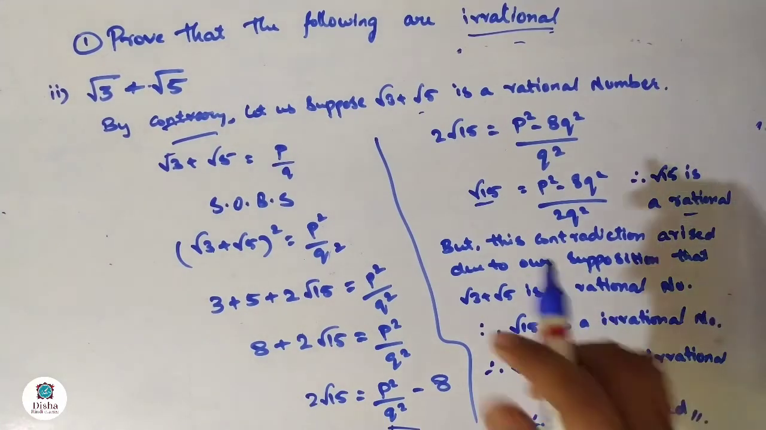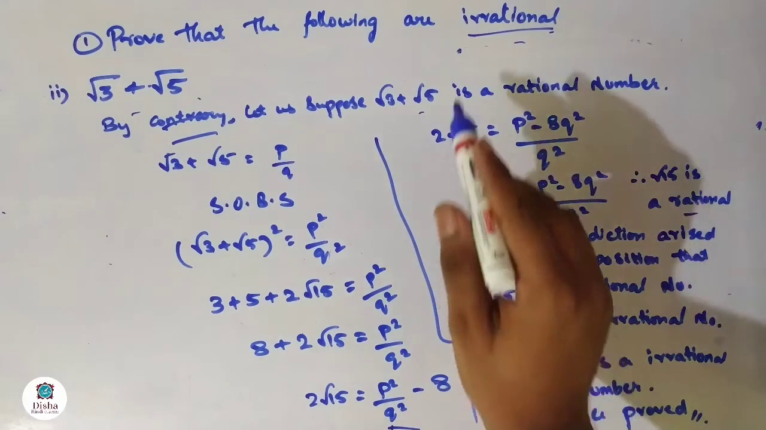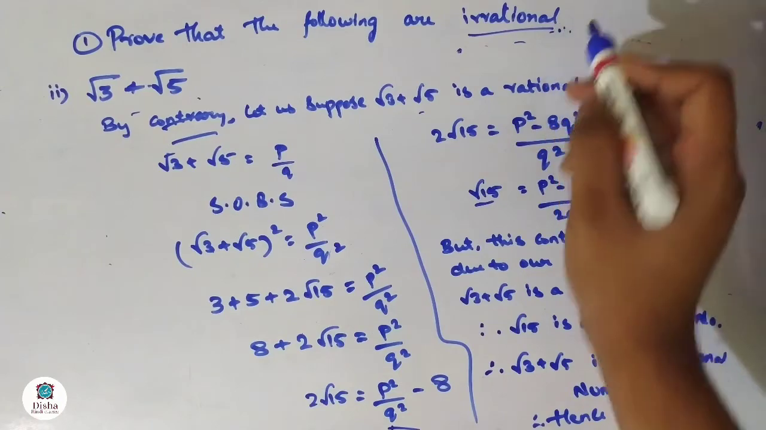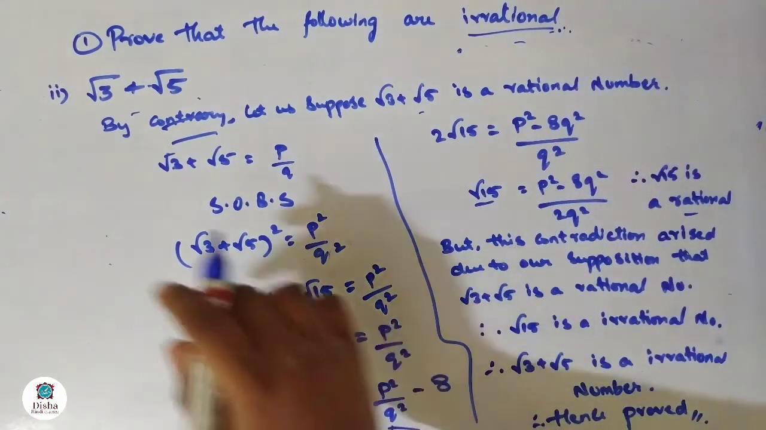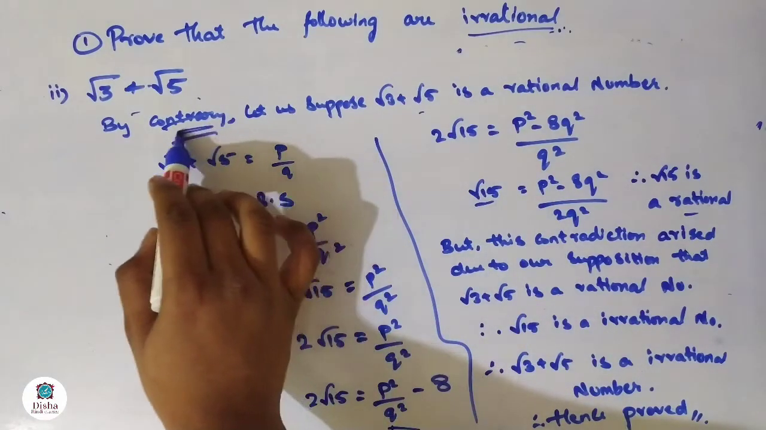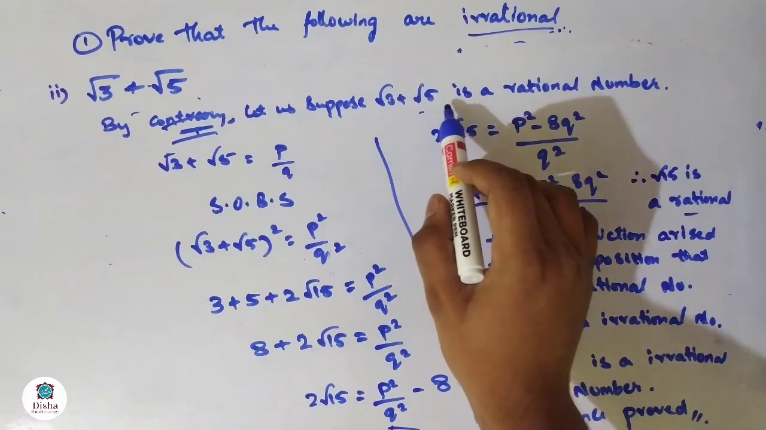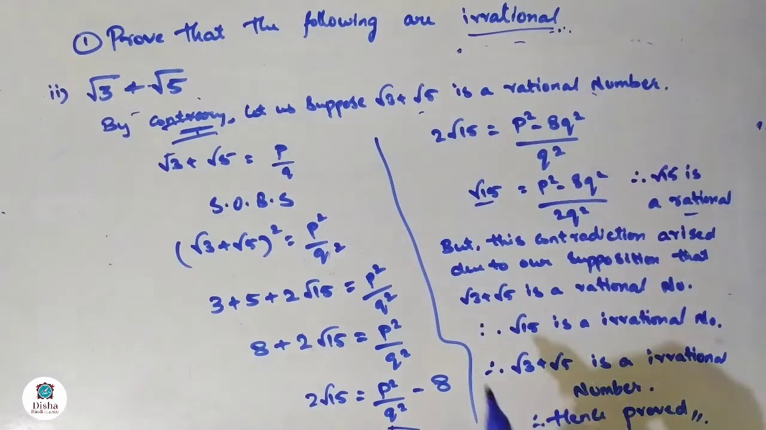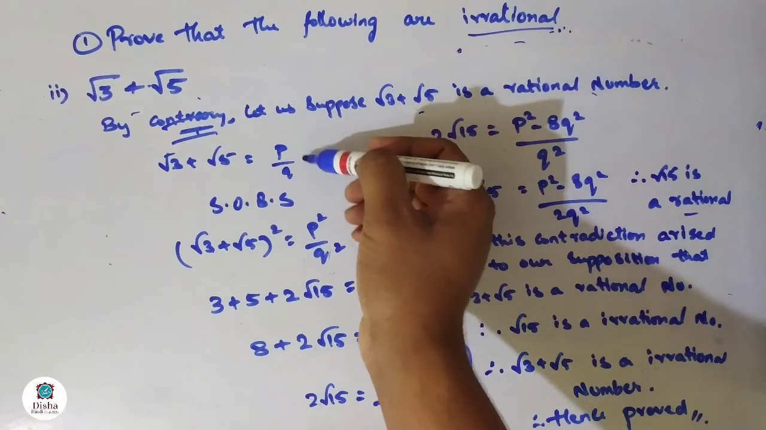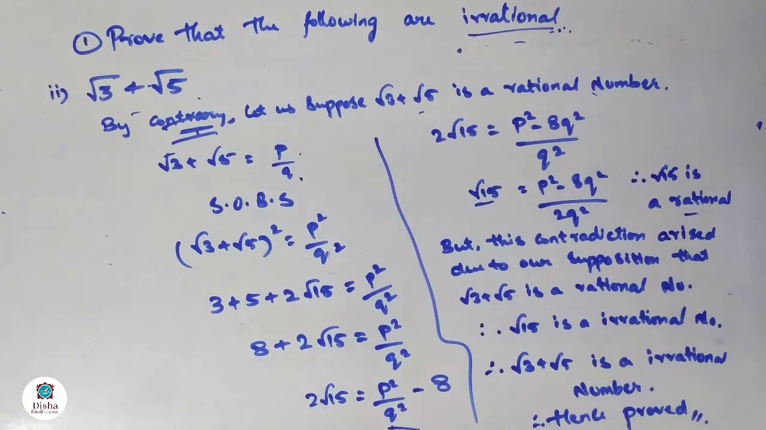I'll explain you once again. Root 3 plus root 5 is the given number. We have to prove that it is an irrational number. It is already given that it is an irrational number, we just have to prove it. So we are taking contrary. Contrary means opposite. We have taken the opposite, that root 3 plus root 5 is a rational number. So a rational number is one in the p by q form. So root 3 plus root 5 is in the form of p by q.